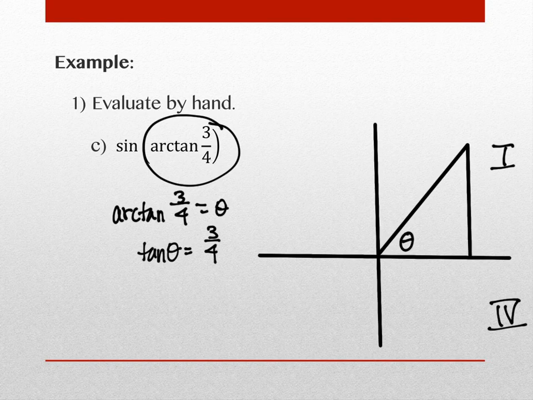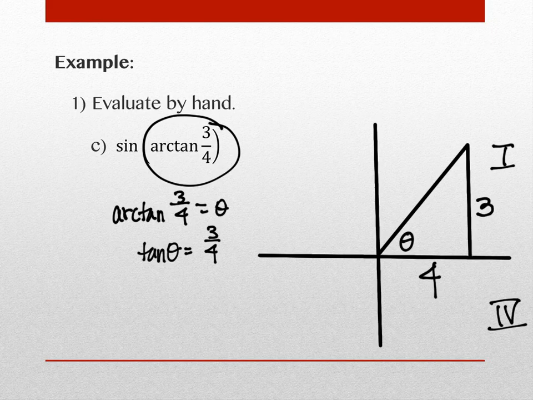Here's where SOHCAHTOA comes in. TOA, tangent, is opposite over adjacent. This says the tangent of theta is the opposite, 3. So here's my 3. Over the adjacent, 4. And here's my 4. How could I find the third side? Pythagorean theorem. This one's actually a Pythagorean triple that you might remember.